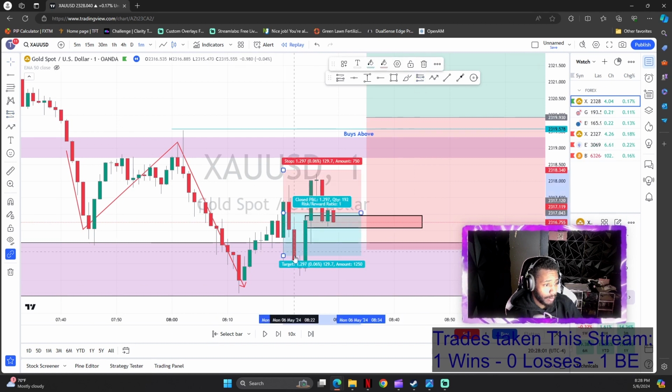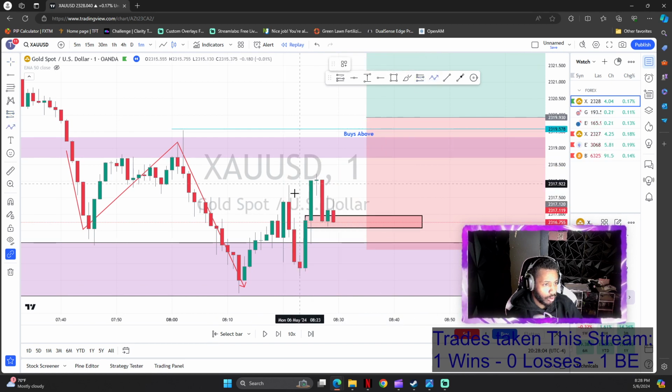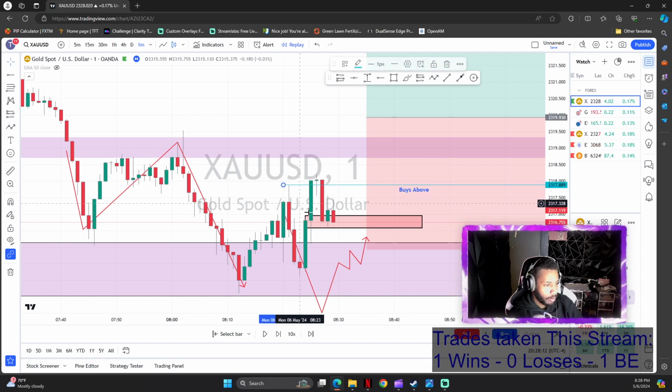If price would have came down, wrong tool. If price would have came down and broke this low and then started to trade back up, my buys above area would have then been here. But that didn't happen.